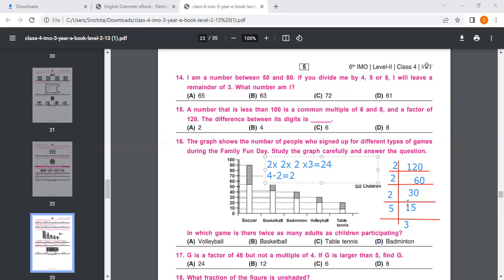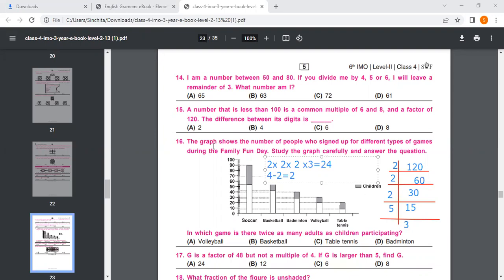Excellent. Now tell me, if you divide 30 by 2, what is the answer? Fifteen, very good. Now divide 15 by 5, what is the answer? Three. Three, excellent. Now see what I have done. We have multiplied this 3, 2 and this 1, 3.